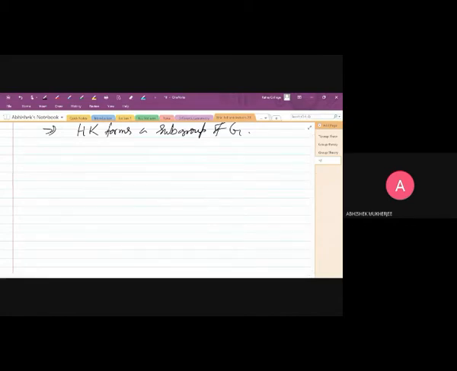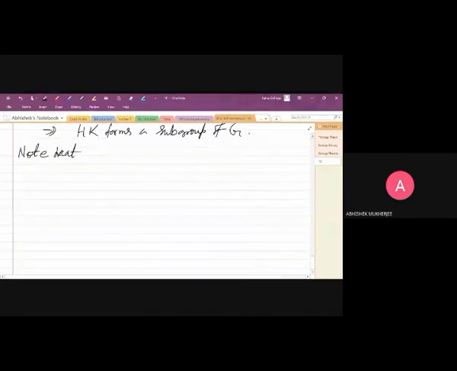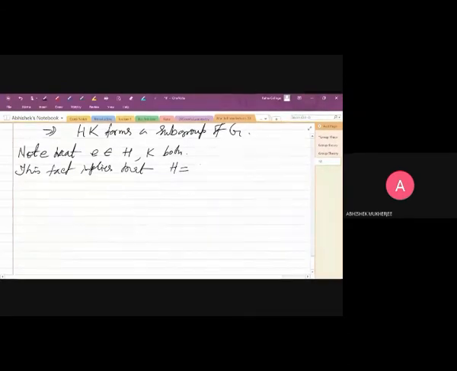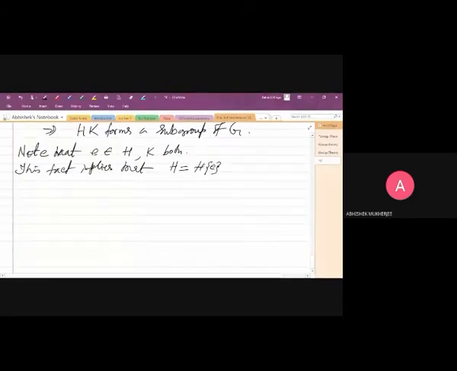And yeah, okay. So why is it smallest? Note that since H and K both are subgroups of G, the identity belongs to H and K both, right? And this fact implies that H can be written as H product with the singleton identity. And since this E is in K, you can write it as HK, right? In a similar way, you can show that K is a subset of HK. So H and K both are in HK, right?